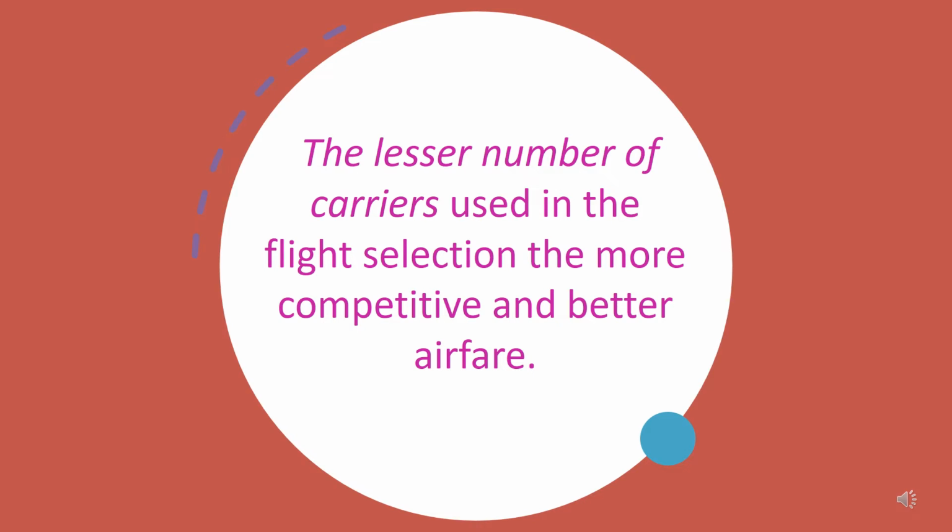Rule number 3. The lesser the number of carriers used in flight selection, the more competitive and better the airfare. This also applies to saving time and money. We want to visit places where transportation is very convenient. For example, from USJR going to the airport. Because you think riding a jeepney will cost you less than riding a taxi, so from USJR by jeepney to SM, to Park Mall and so on to save more, and lastly, a multicab to the airport.